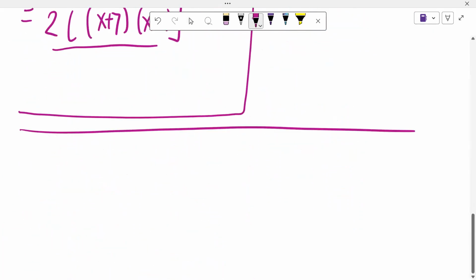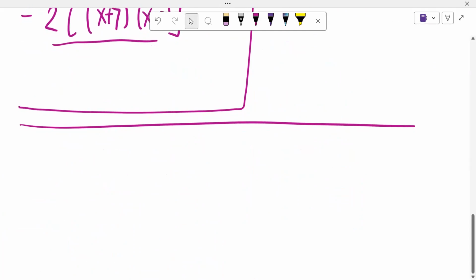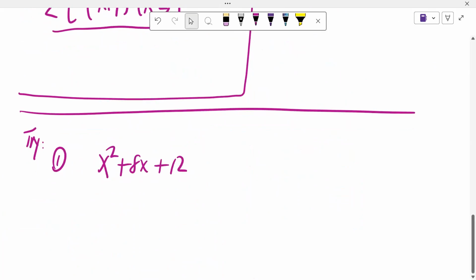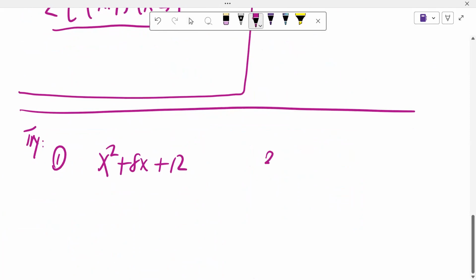Let's see. Let's try a couple. One is first. Maybe you get it right away. Let's try this one. First one, next one. First one. Let's factor x squared plus 8x plus 12. And second one, let's try x squared minus x minus 30. Okay, so we try this directly. You can see how that goes.